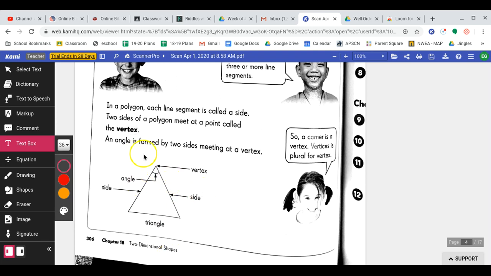Now, the vertex is what is on the outside. It's the point of any polygon. Okay, so if we turn this into a triangle, the vertex is the point of it. Now, the plural of vertex is vertices, so sometimes we'll say that. That's an unusual plural. It says this in the little speech bubble as well. Vertices is the plural for vertex. And once again, the side is that line segment from the outside.